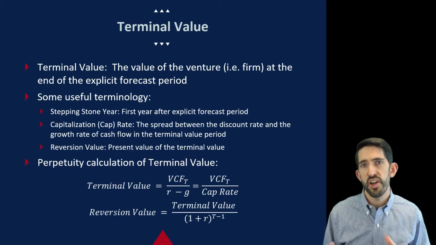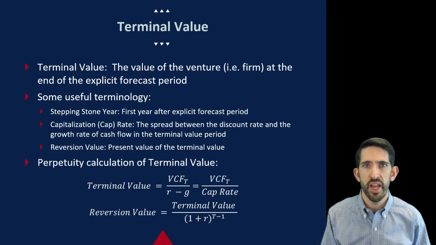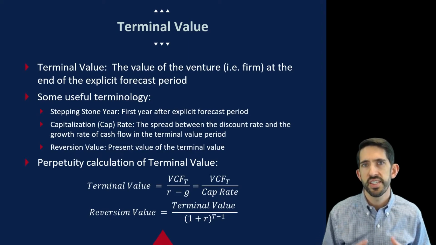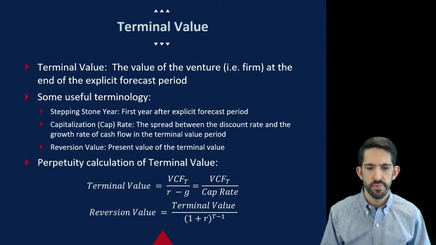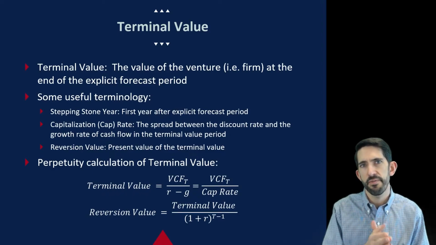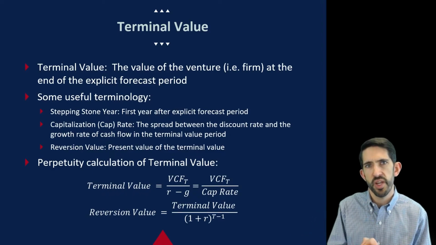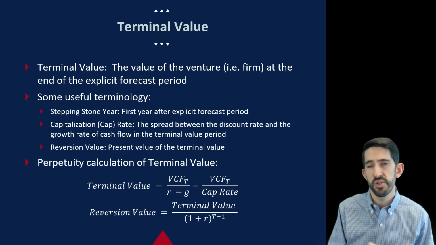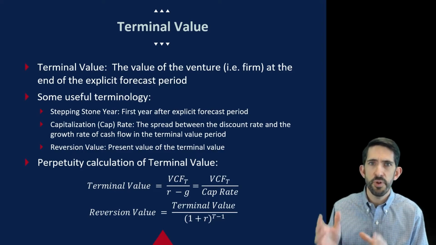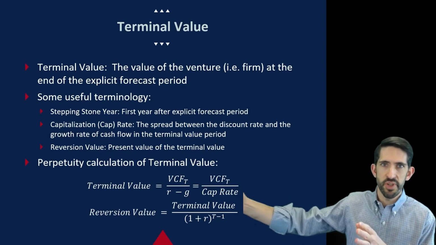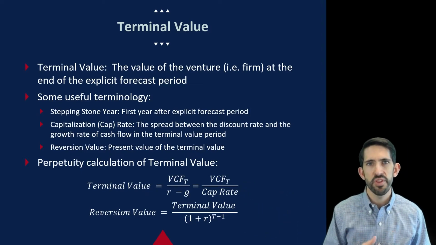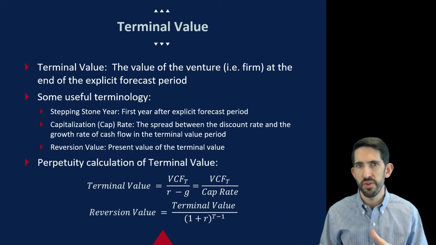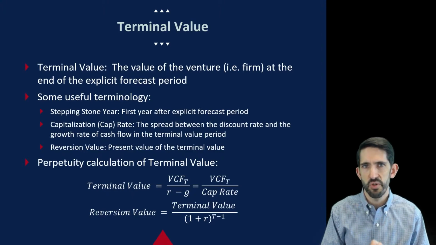So when we start to talk about valuing the terminal value, we have a couple pieces of terminology we want to add in. The first is this idea of a stepping stone year. All right, the stepping stone year is that first year after your explicit forecast period, which in the model I showed is the terminal period. And that's that first year of the rest of the company's life. At that point, the company is growing at that steady state forever. So we're going to call that the stepping stone year.